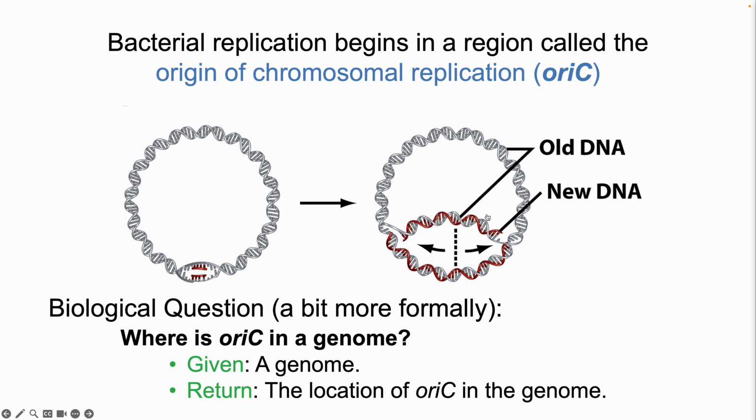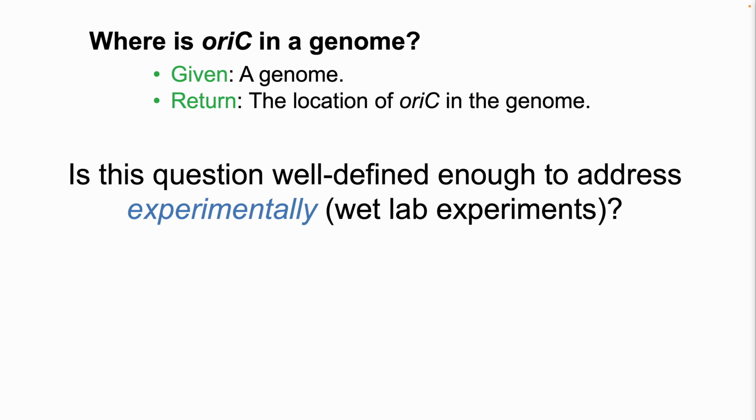We can ask this question a little more formally, and it's not an accident the way this is formatted, because that starts to look like a Rosalind problem, right? Given something, return something. In the biological sense, the question is, where is ORIC in a genome? If we're given a genome, we want to return the location of the ORIC in that genome. That's the biological question.